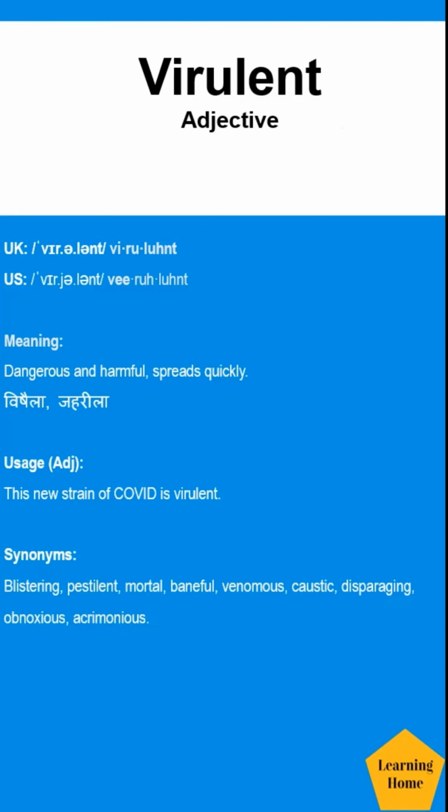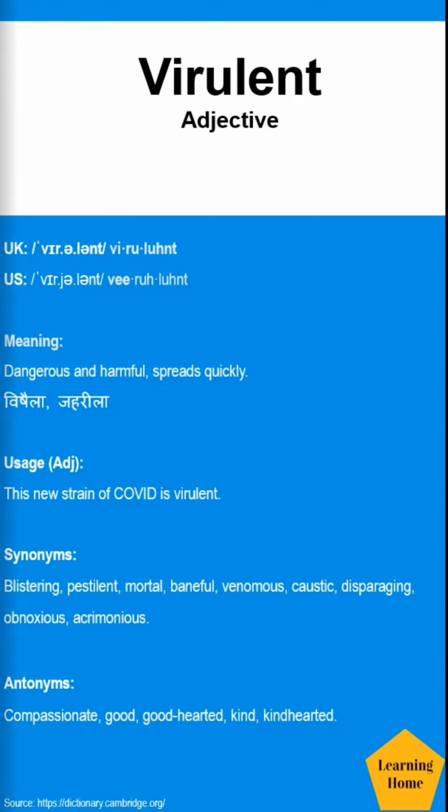And it can be used as an adjective, like a new strain of COVID is virulent. Synonyms for this word are blistering, pestilent, mortal, baneful, venomous, caustic, disparaging, obnoxious, etc. And antonyms for this word are something like compassionate, good, good-hearted, kind, and kind-hearted.